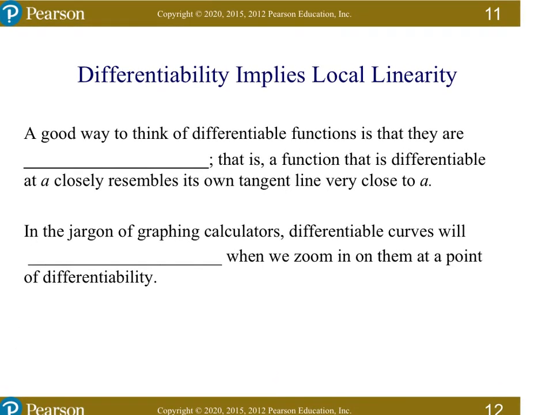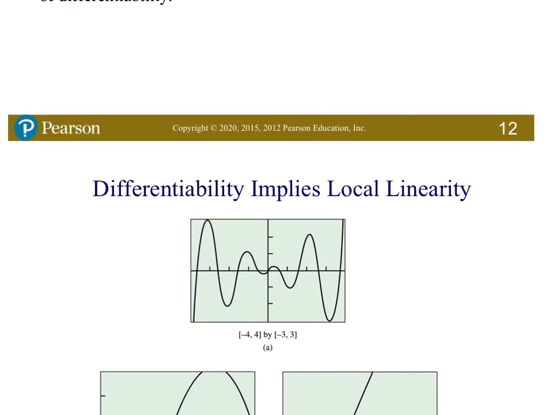A good way to think about differentiable functions is to think about something called locally linear. Locally means a small area, a small section. Linear means it looks like a line. If you're using a graphing calculator to illustrate this, a differentiable curve will look like it completely straightens out. It has no more curve to it. This is not a proof, but it's a way to explore whether or not you think something is differentiable or not. So let's take a look.